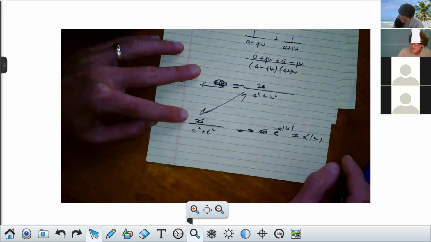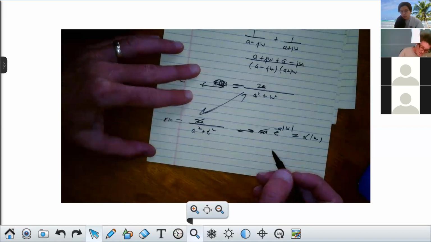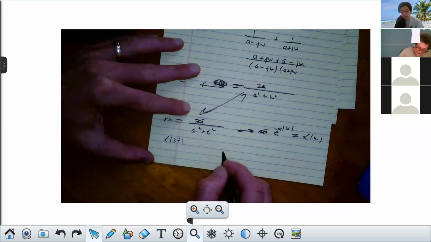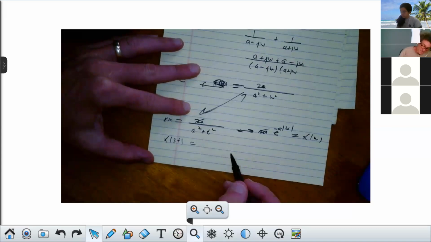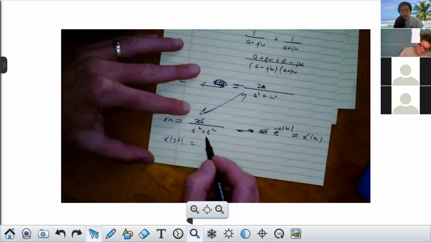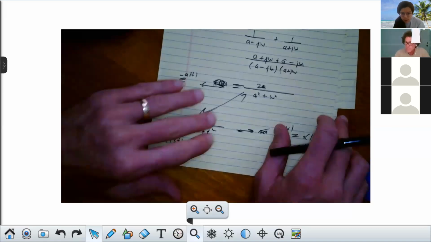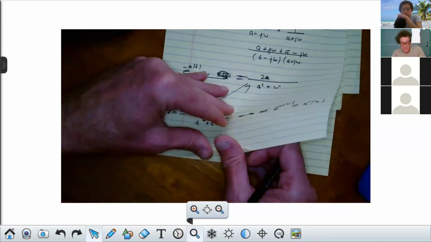Now, I'm going to say, what is x of 3t? Well, x of 3t, a quick question. Is that a 2 pi or a in the second part of the duality? Let me go ahead and, it's 2 pi.